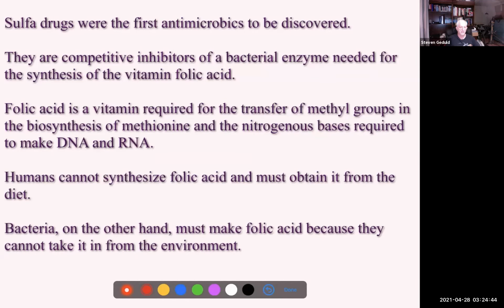Bacteria must make folic acid because they cannot take it in from the environment. So if we give them sulfa drugs, it competitively inhibits the enzyme for folic acid, and they cannot make folic acid. If that enzyme is stopped, they can't make DNA and RNA, and they can't replicate, so they die off.